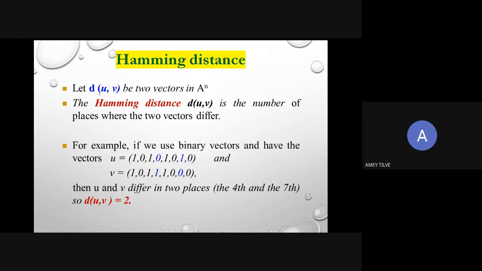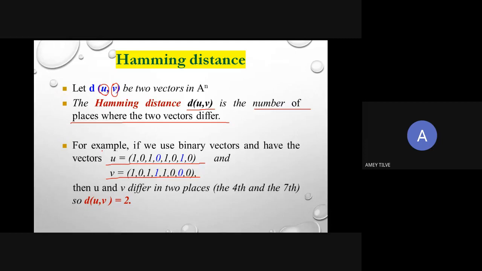Let us consider that there are two vectors u and v. All of you know what a vector is, so I will not explain again. You can see over here there is a vector u and a vector v. What is the Hamming distance? The Hamming distance, denoted as d(u, v), is the number of places where the two vectors differ. It is the total number of places where these two vectors differ.